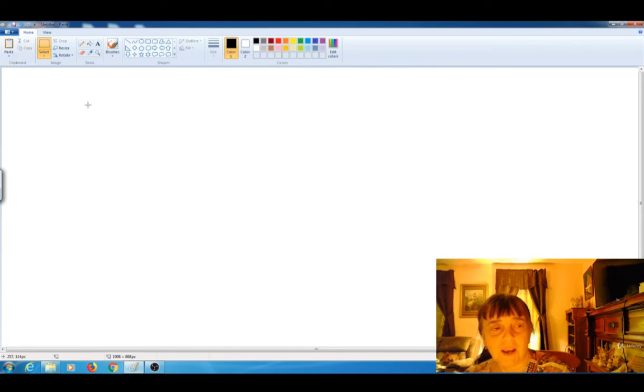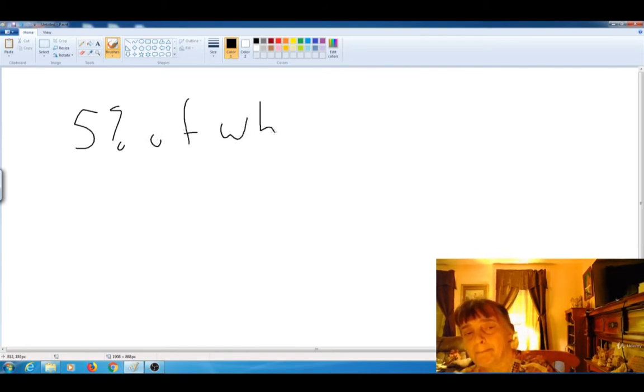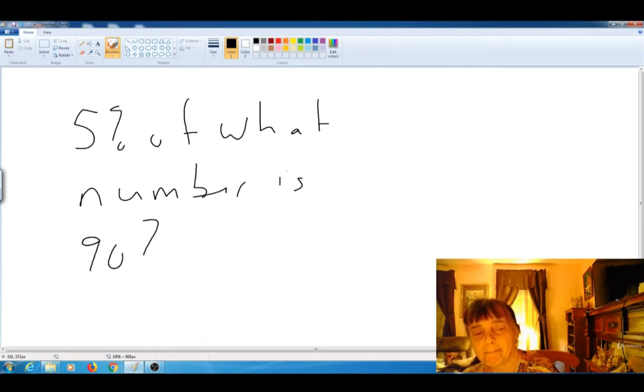Okay, and let's say you're asked to find 5% of what number is 90. Okay, 5% of what number is 90? So you have to change the 5% to a decimal. That means drop the percent sign and move your decimal point 2 places to the left. So that's going to be 0.05.